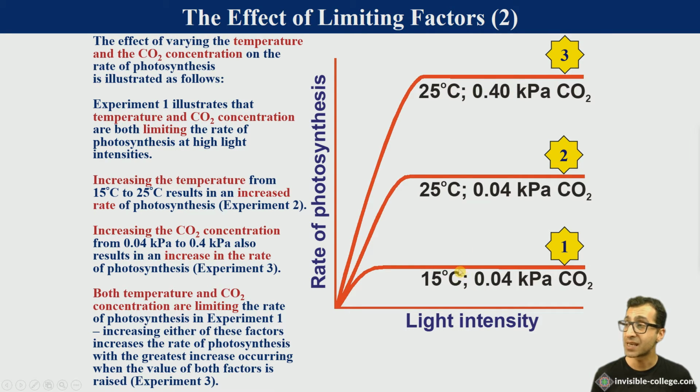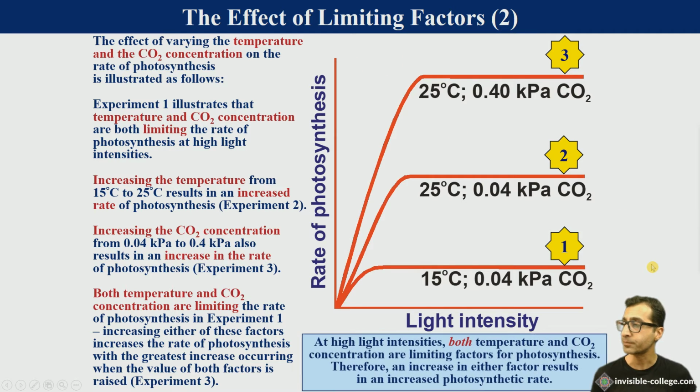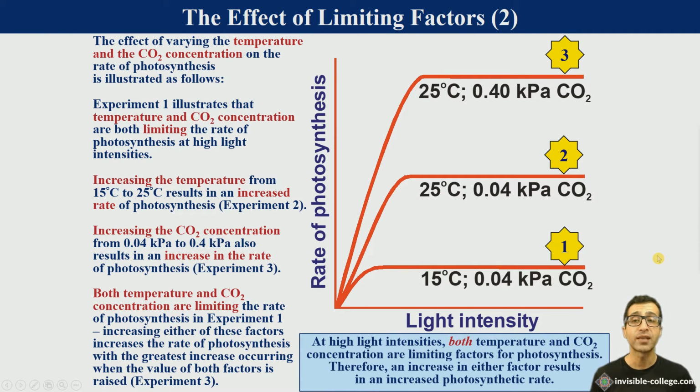So we see here that we increased only the temperature but kept the carbon dioxide concentration the same between experiment 1 and 2, but had we increased both the temperature and the carbon dioxide concentration, we would have produced a much larger increase in the rate of photosynthesis. So we can conclude here that at high light intensities, both temperature and carbon dioxide concentration become limiting factors. Therefore, an increase in either factor results in an increase in the photosynthetic rate.